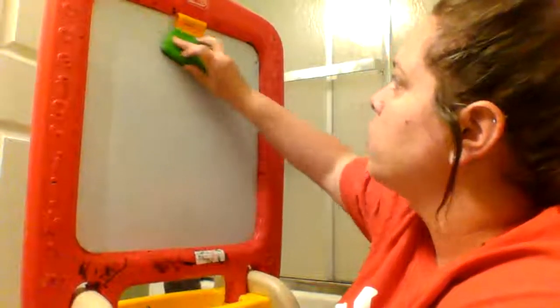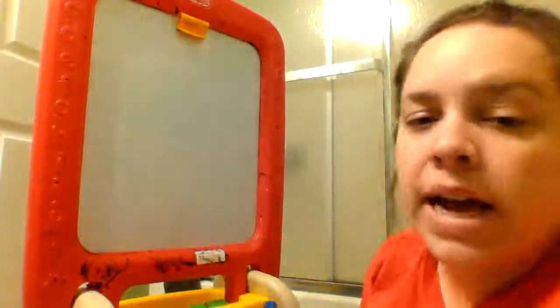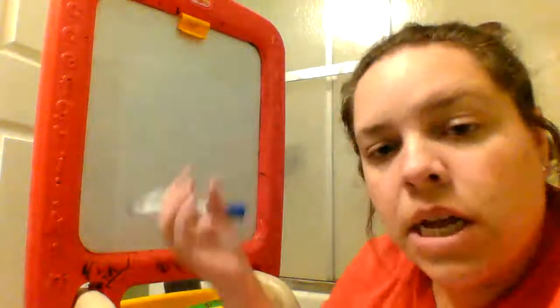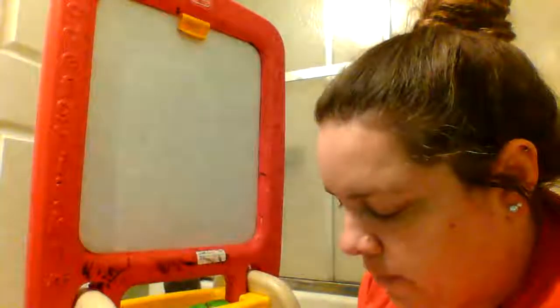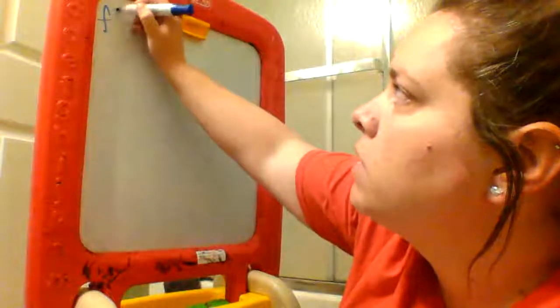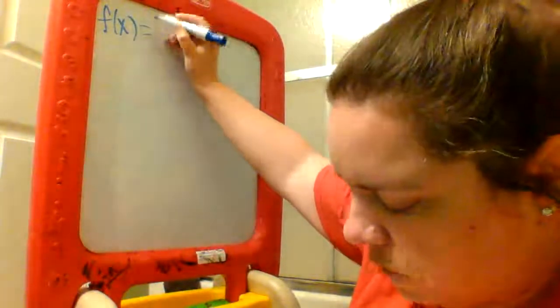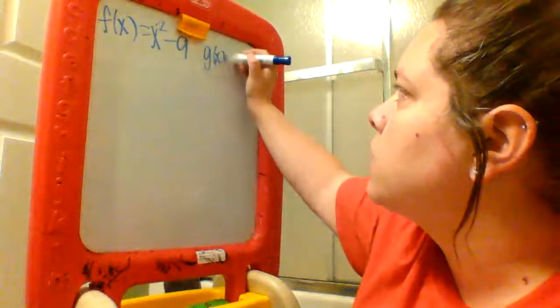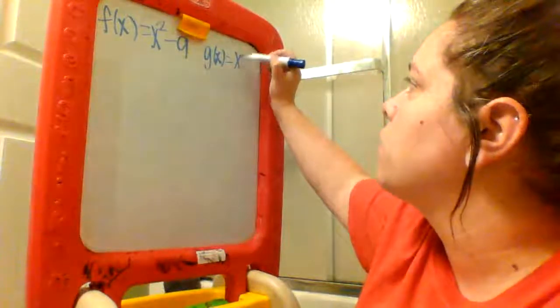All right, so the directions for this next slide on problem 2, my foot's going to sleep. On problem 2 is to find f times g of x and f divided by g of x. And I'm going to do them separately because I'm not going to be able to fit them on here. All right, so the first function they give us is f of x equals x squared minus 9. And g of x equals x plus 3.